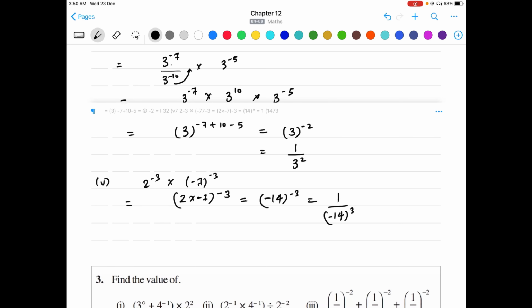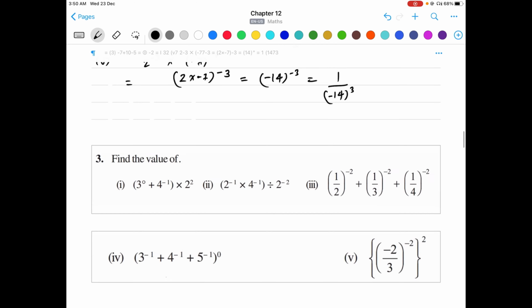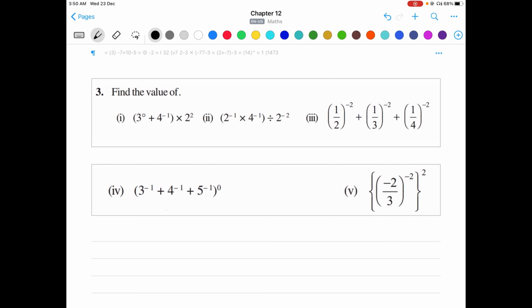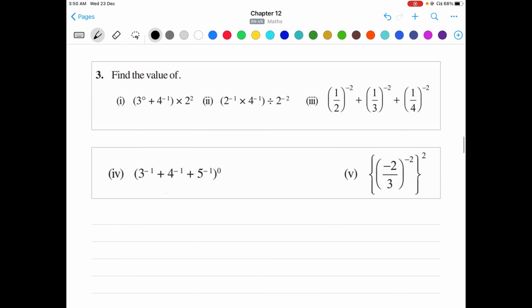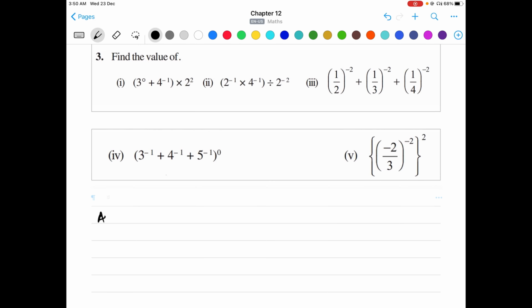I hope you understood all the questions. We have to simplify these, and also write the numbers only in the form of a positive exponent. Moving to the next one, question number 3. It also has 5 parts. Let's start with the first one. We have to find the value of each one. Now we will not leave it in the form of exponent, we have to find its final value.